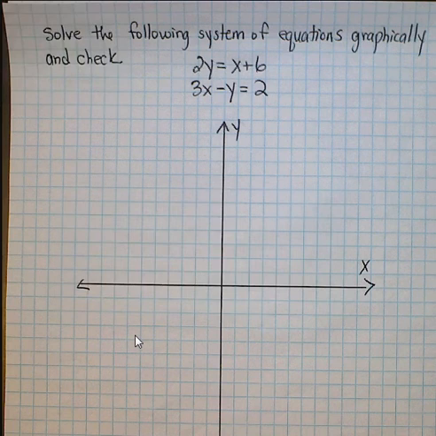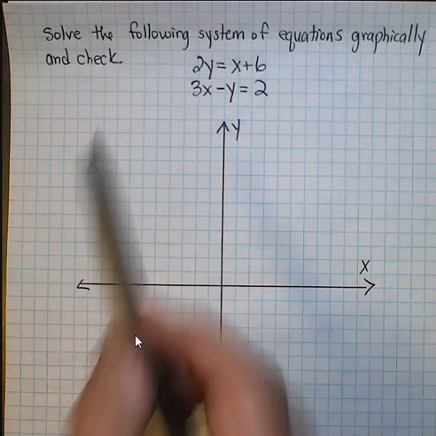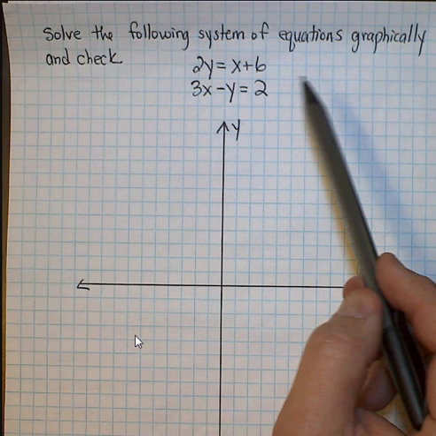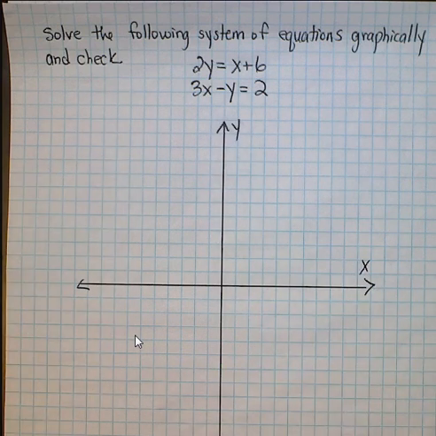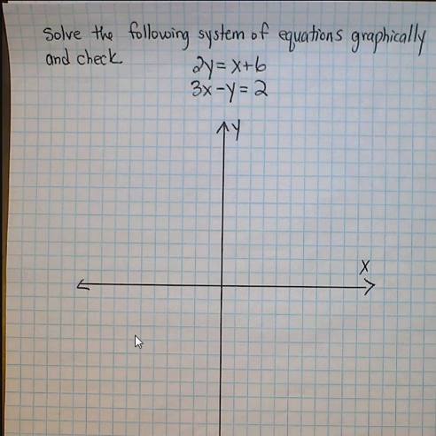Okay, so here we go, guys. What we're going to do is solve the following system of equations graphically, and check. So we have two equations, we have two unknowns, and remember what the objective is: to graph each one by themselves, and you're looking for the point at which they intersect.